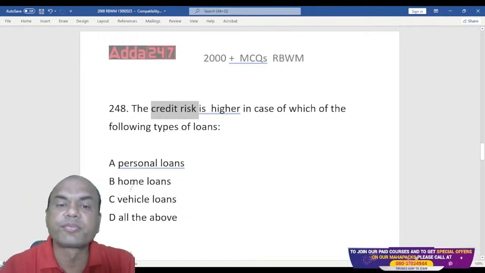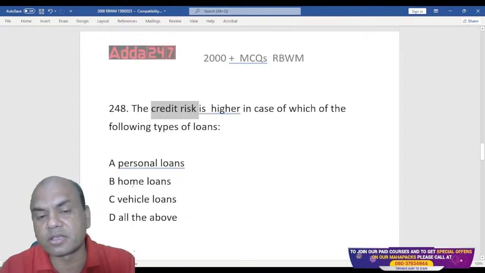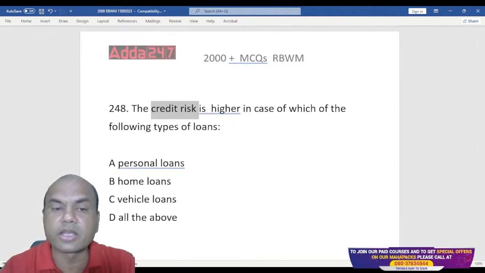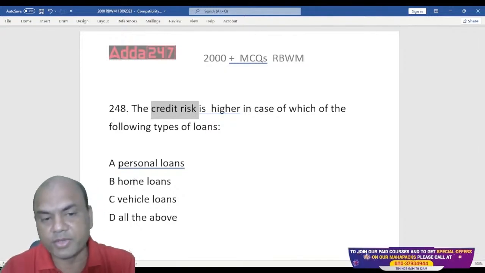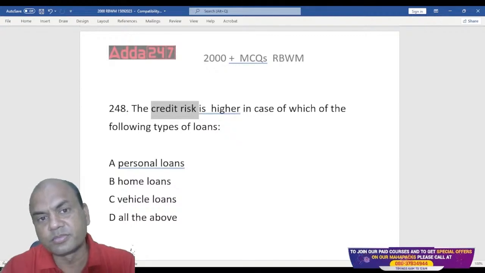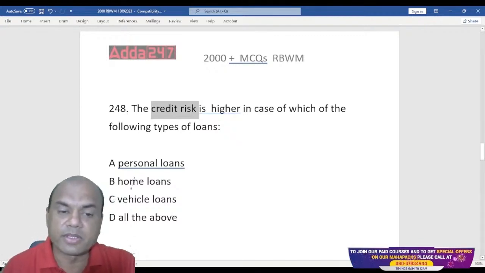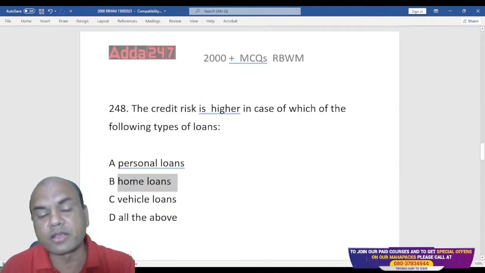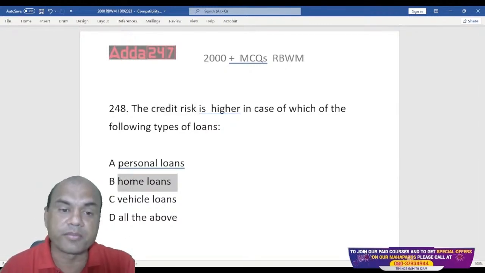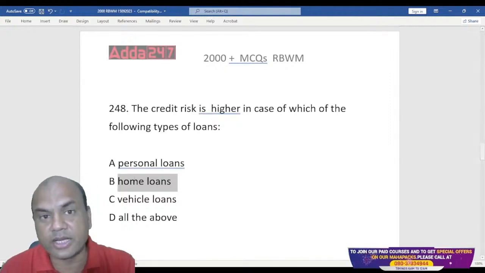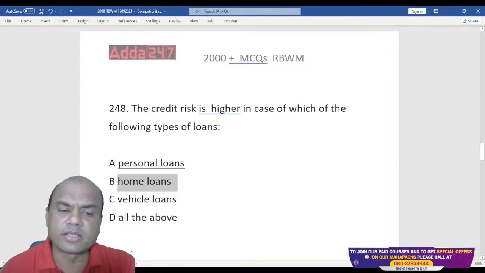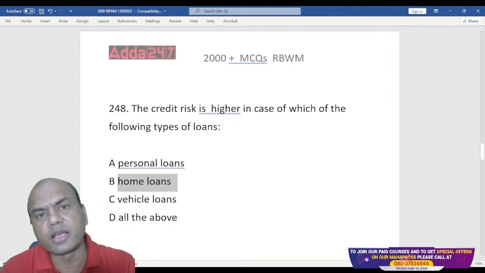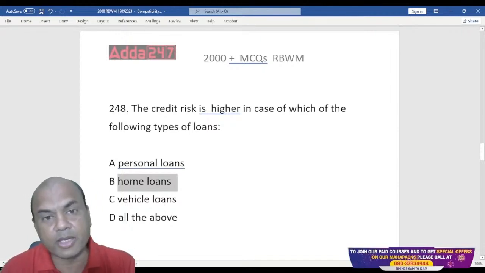In which type of loan is the credit risk higher? Let's see one by one. In home loans, I have the home, which I take as a prime security. Suppose this borrower does not pay me, then what will happen? The home is mortgaged to me. I'll sell that home and get my money back.